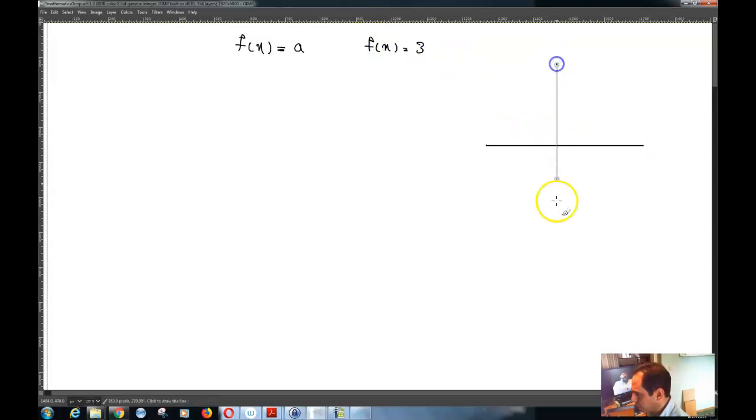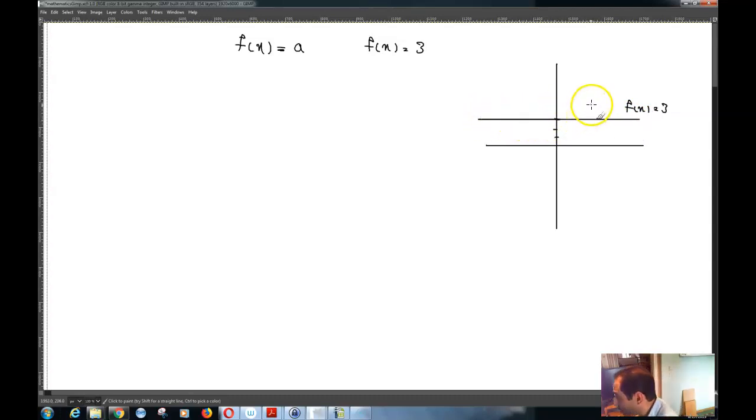And of course you know that if you had f of x is equal to 3, your function would be something like this. And you know that the derivative, basically the slope of this line at any point on the line, is 0. So then you can simply say that f prime of x is going to be equal to 0 if f of x is equal to a.